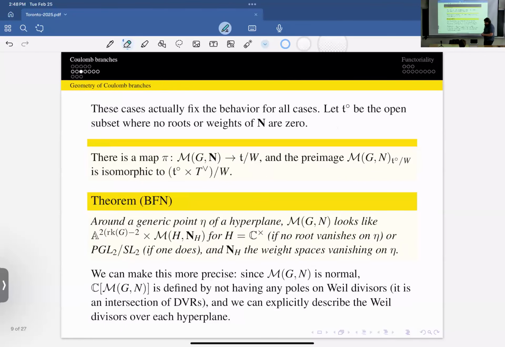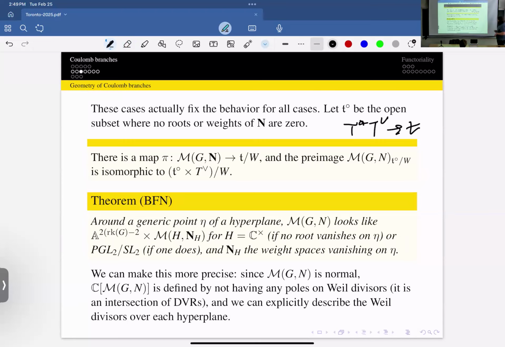All right, so as I say, you can use this to fix all the behavior in all cases. So how do we do this? Well, we have this torus, and the Coulomb branch always has a map to the torus mod W. So if I have T* of T dual, that has a map that's just projection onto the cotangent fiber. And it turns out that map carries over. When you think about it geometrically, these are just the equivariant parameters for an action of G.